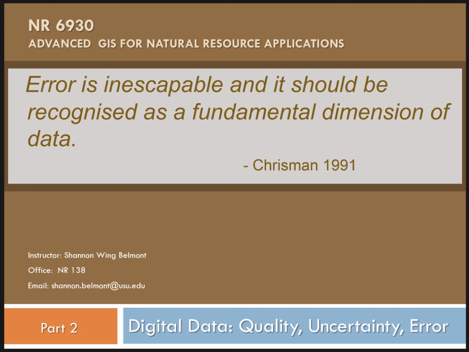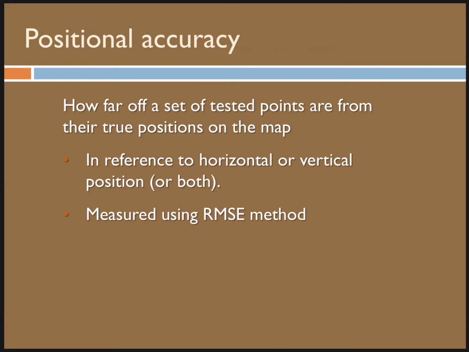Okay, Uncertainty Part 2. We're talking about types of data accuracy. And we left off with the subject of inaccuracies of data format, and we'll pick up with positional accuracy. So, positional accuracy. What we're talking about is how far off a set of tested points are from their true positions on a map. And this can be describing both horizontal or vertical positions.